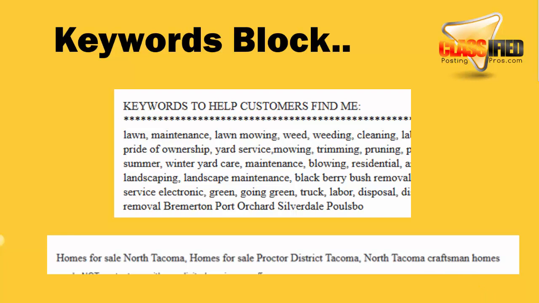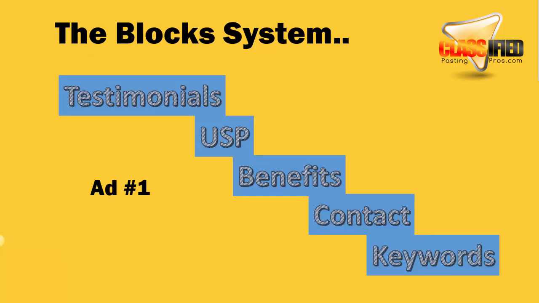So now here's how I want to kind of illustrate the whole blocks system to you. Let's say that this is one ad. Maybe I'll put our testimonial up at the top, testimonial block, USP block, benefits block, then our contact block, then our keywords block. And again, each one of these I have saved in a text block in a Word document so that I can just move them around. So it makes it very easy for me to make a new ad by just writing the different items of the ad. In fact, you may have a Word document dedicated to nothing but blocks of testimonials, one that's just blocks of USPs, one that's blocks of benefits, blocks of contacts, and so on, so that you can drag and drop to create as many ads as you want.